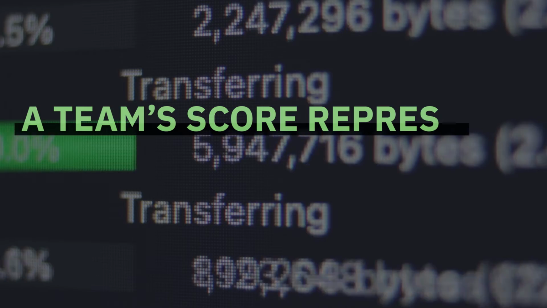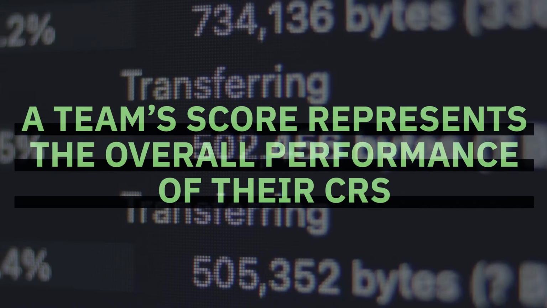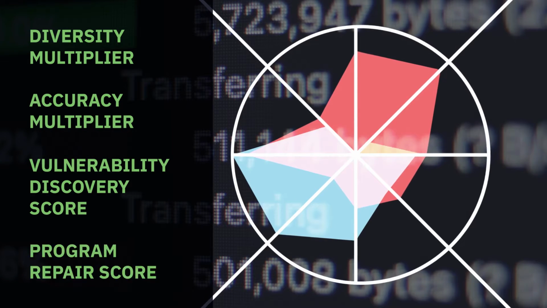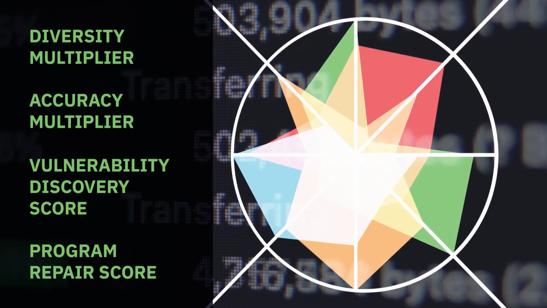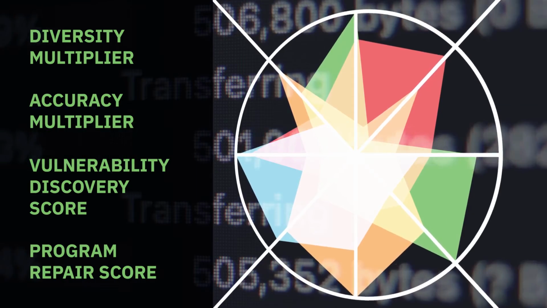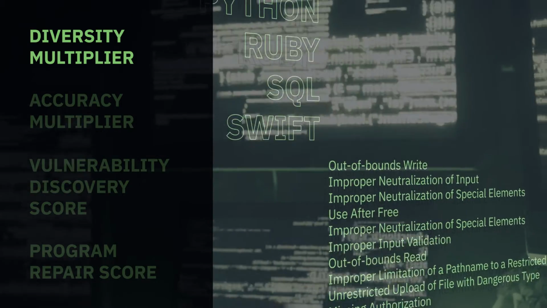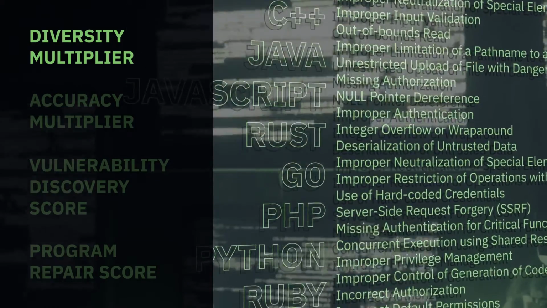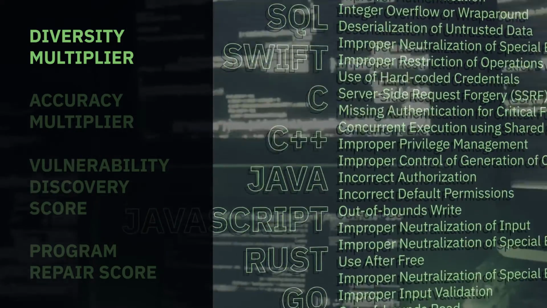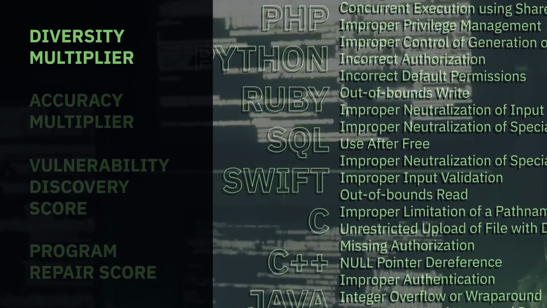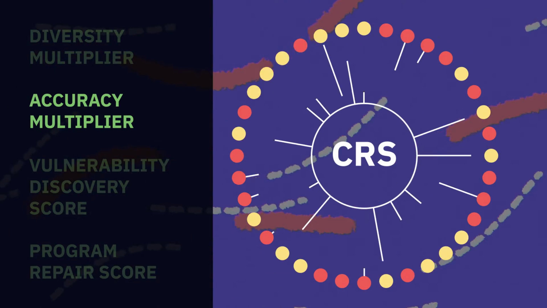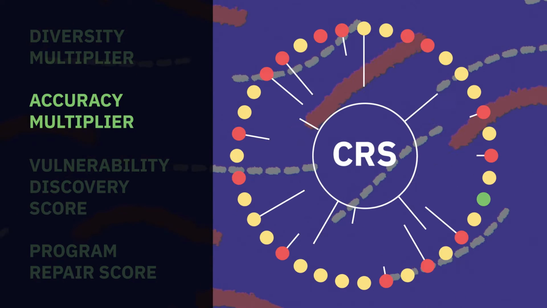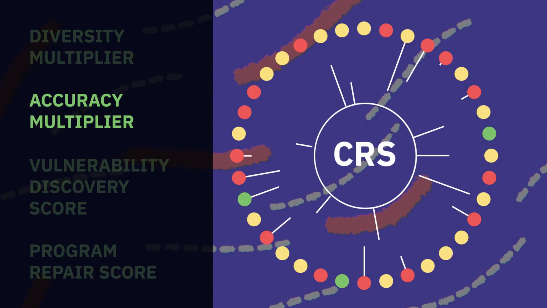A team score represents the overall performance of their CRS. It is based on a set of four metrics. Each metric measures performance in specific areas of excellence selected for the competition. The metrics are: Diversity Multiplier rewards CRSs that perform across a range of vulnerability classes, and indirectly rewards language diversity because some languages are more likely to have certain vulnerability classes. Accuracy Multiplier penalizes CRSs that submit too many inaccurate vulnerabilities and patches, spamming guesses into the system.